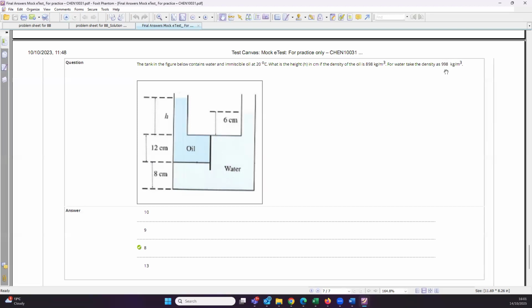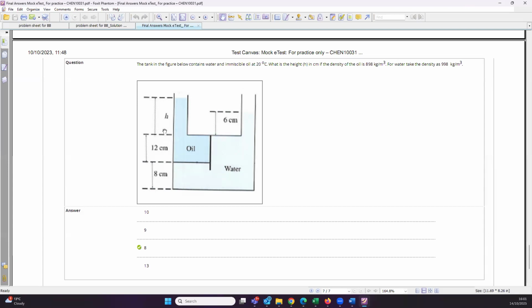Please pay attention that if the data is not given, you can assume it. But if the data is given, please do not use your assumed values. Do not say, no, it's 1000. The density of water or any fluid changes with temperature and pressure. So please remember that. It means that we can give you different values of densities. In this case, it's 998, that is almost 1000.